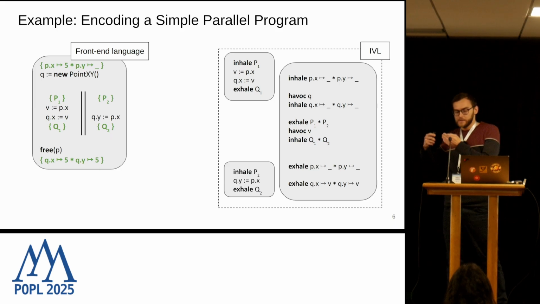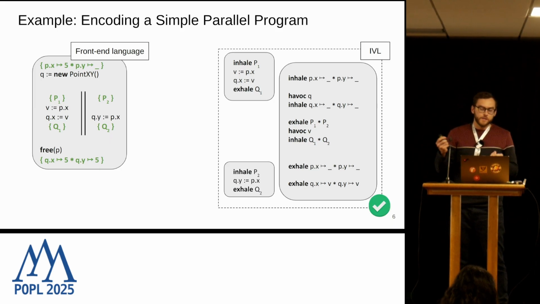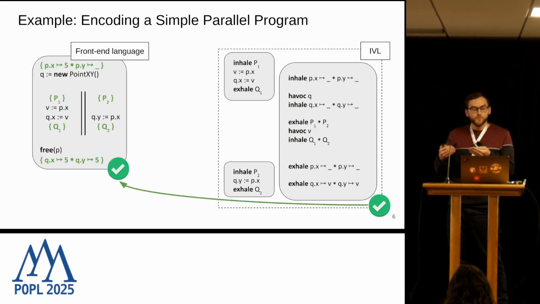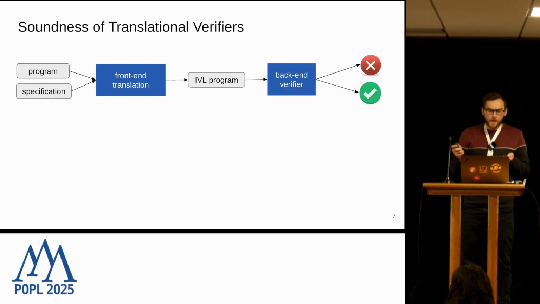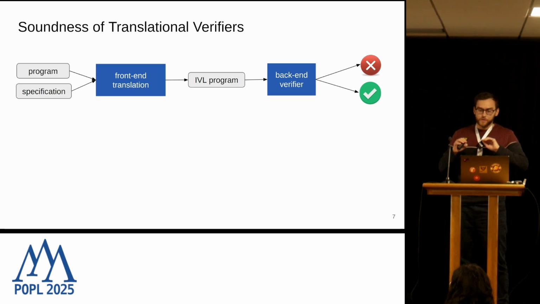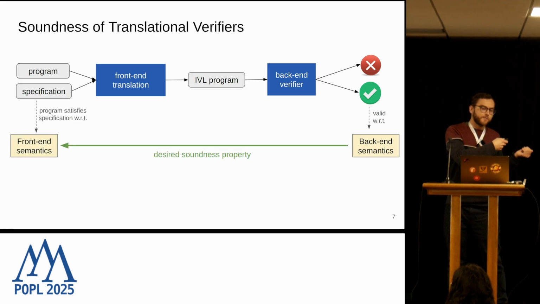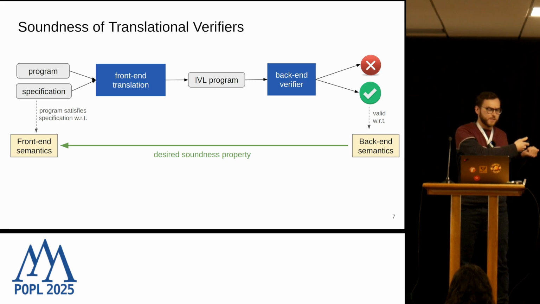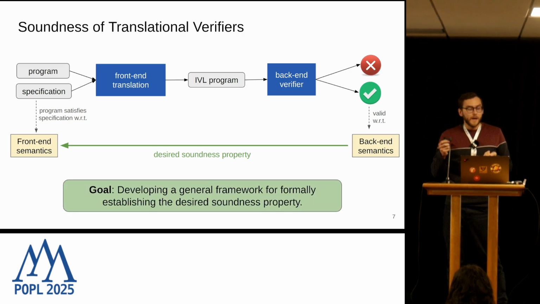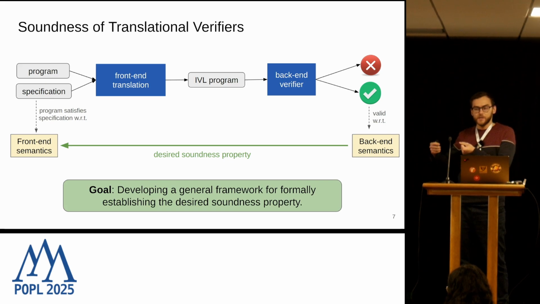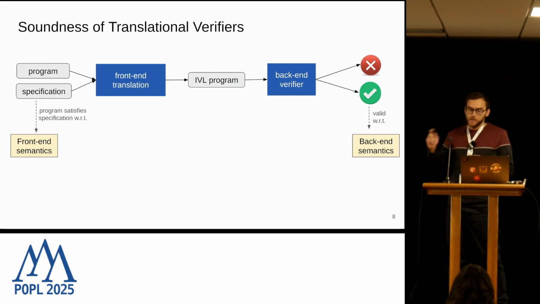And what we would like is that this encoding is sound. That is, if the IVL program is correct, then the front-end program is correct with respect to its specification. And so if we go back to our picture of translational verifiers, what we want is that if the backend verifier reports success, then the front-end program satisfies its specification. And this is the goal of this work. The goal is to develop a general framework for formally establishing this desired soundness property.